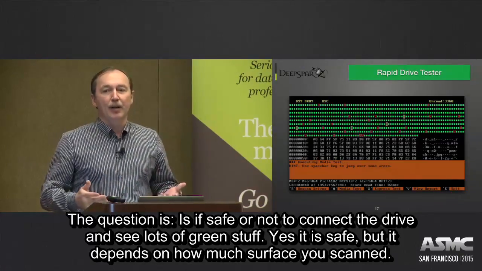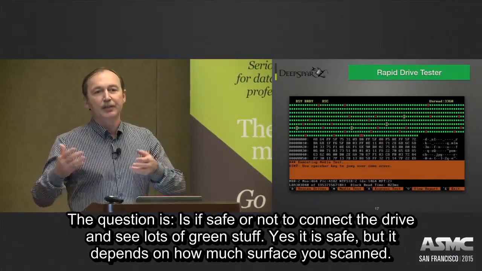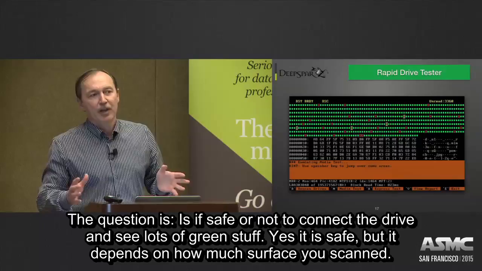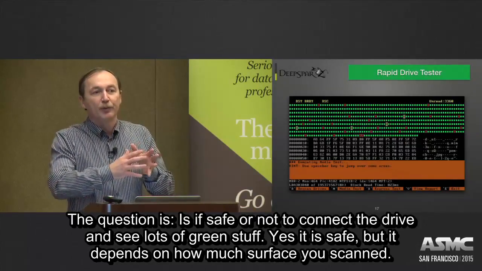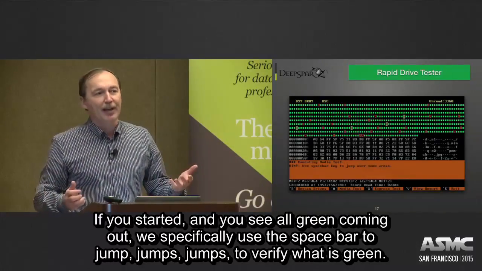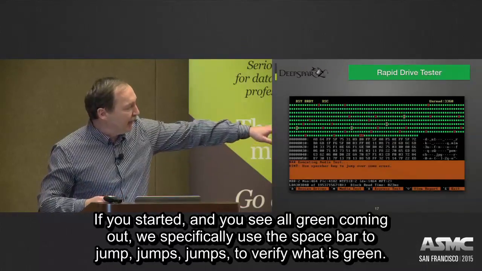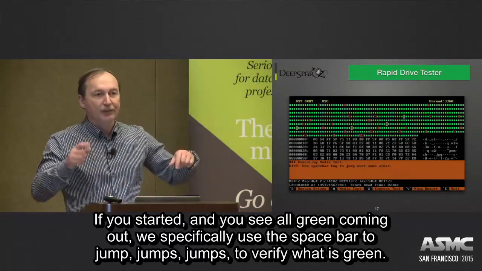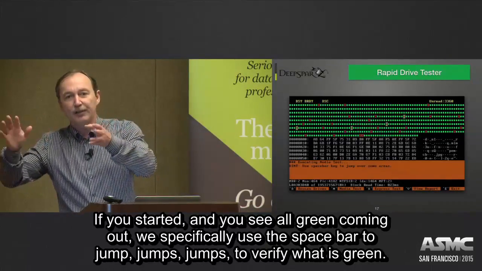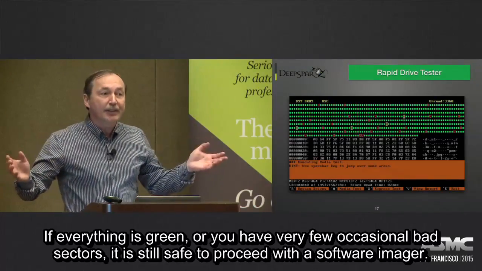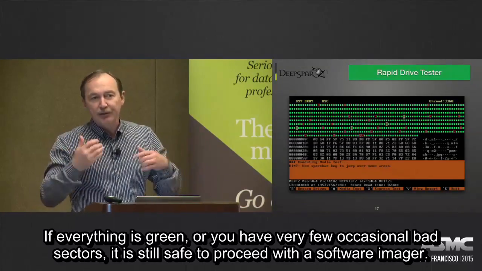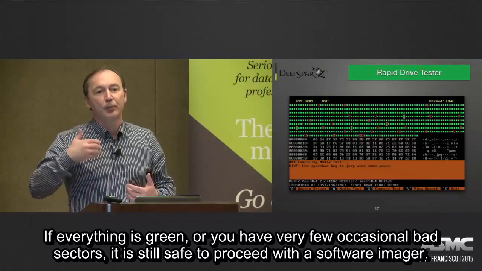Oh yeah, as I said, basically. So the question again: is it safe or not? If we connect it and see most of it green, yes, it is safe. But it depends on how much surface you scanned, right? Because let's say you started and you see all the green coming out. We specifically have that: use the spacebar key to jump over some areas. So you press spacebar and it jumps, and you're verifying, okay, this is green. If everything is green, or in fact if you have just very few occasional bad sectors, it is still safe to proceed with a software imager, okay?